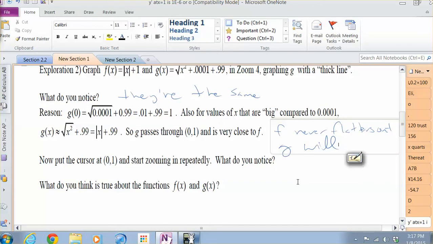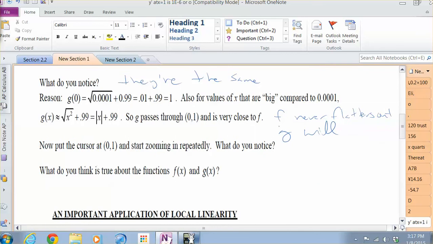So what do you notice, again, is that f will never flatten out, g will. So f of x is not differentiable, g of x is differentiable. That's why you see that difference.